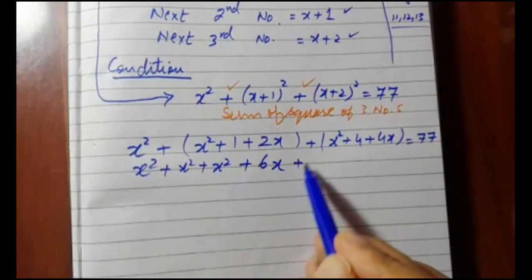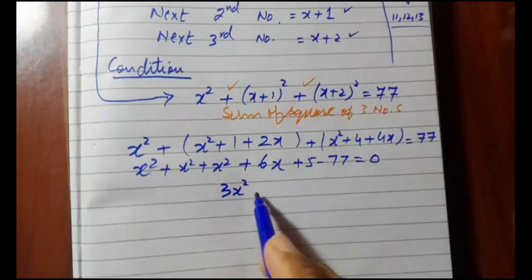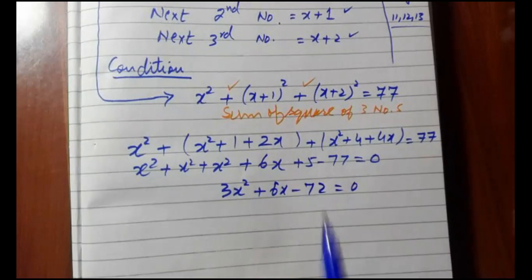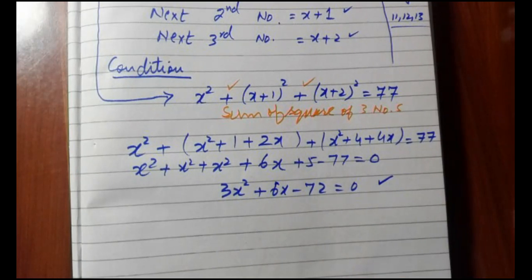We are shifting 77 to the other side. So the simplified equation becomes 3x square plus 6x minus 72 equals to 0. So this will be the quadratic equation. Now you need to once again solve it by midterm breaking. In all of these questions, once the equation formation is done, the rest of the procedure is quite easy. Midterm breaking is normally taught at grade 8, and even in class 9 we just go for the revision.